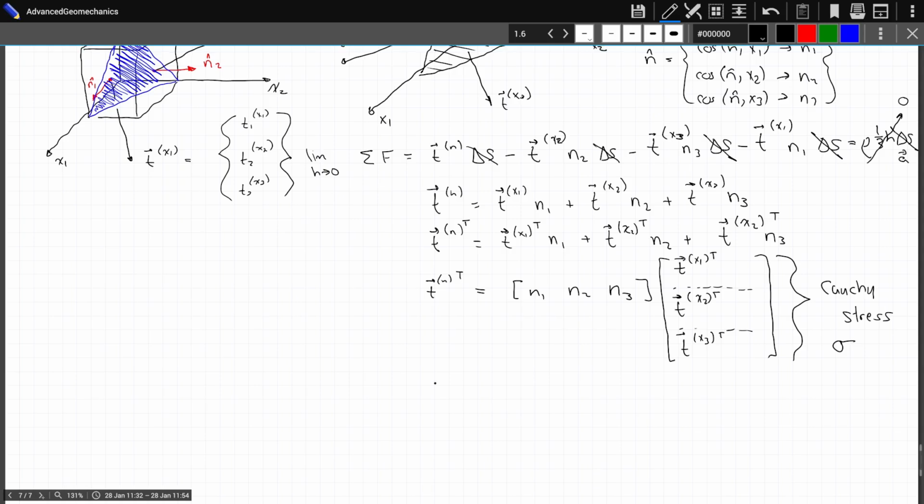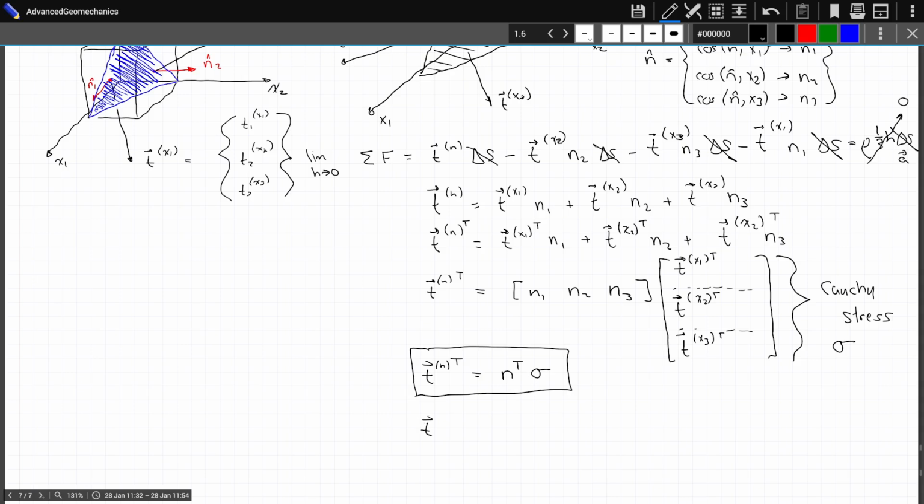And so we have T transpose is equal to n transpose times the Cauchy stress. This is the Cauchy stress formula, right? Or we can take the transpose of both sides of the equation and you get that, right?